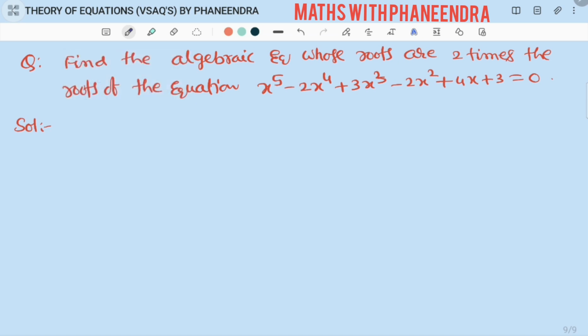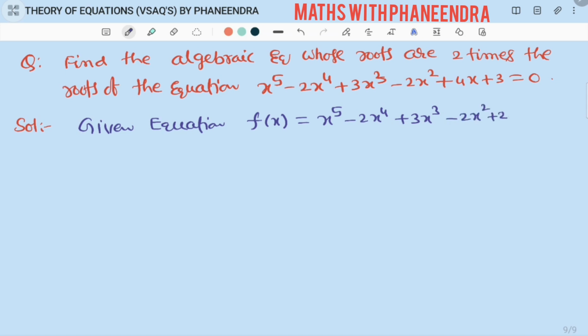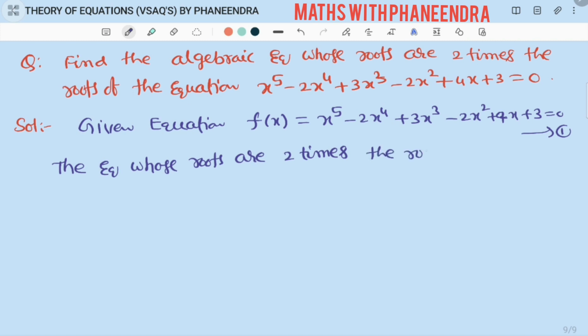So here how many times are they asking? 2 times the roots. Say k is equal to 2. The given equation you can consider as f of x. So f of x is equal to x power 5 minus 2x power 4 plus 3x cube minus 2x square plus 4x plus 3 equal to 0. Put that as equation number 1. The equation whose roots are 2 times the roots of equation 1 is f of x by 2 equal to 0.